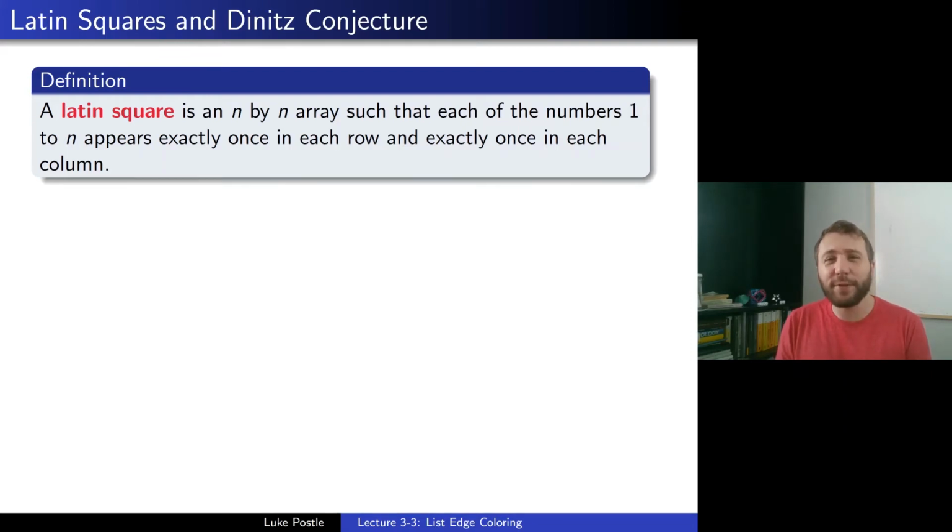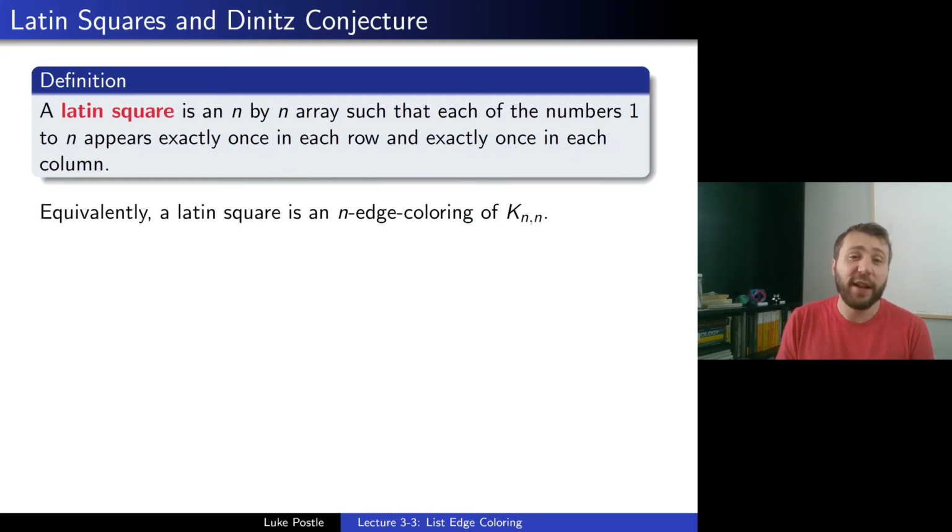That's been around since at least the 50s, but actually this is just equivalent to an n-edge coloring of K_{n,n}. Because what you're really doing is viewing the edges of K_{n,n} as squares, with the rows and columns being the vertices. Then having these constraints of one in each row and one in each column corresponds exactly to having a proper edge coloring with the colors 1 up to n.